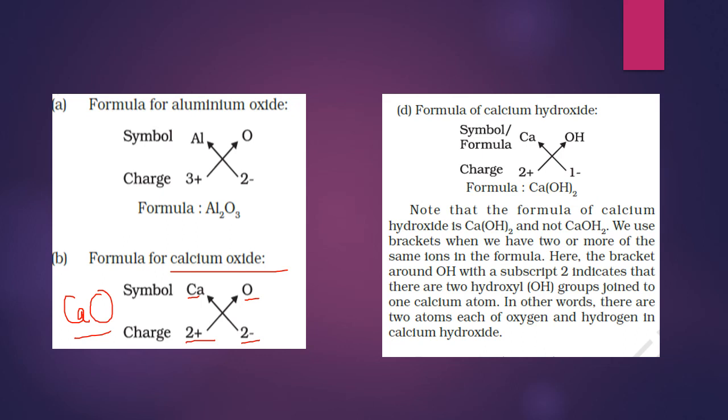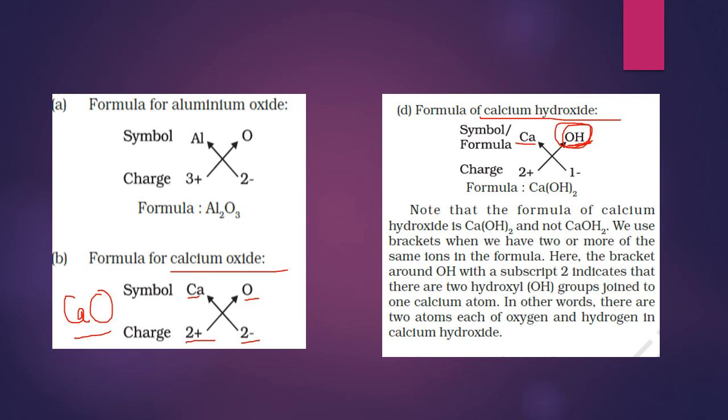Formula of calcium hydroxide. Here this is Ca, calcium, and this is hydroxide ion. The valency of Ca is +2 and valency of OH is -1. Let me repeat, valency of OH is -1. This OH combinedly forms the hydroxide ion. Now just cross over the valencies. This 1 will go here, 2 will go here. So CaOH2, calcium hydroxide.